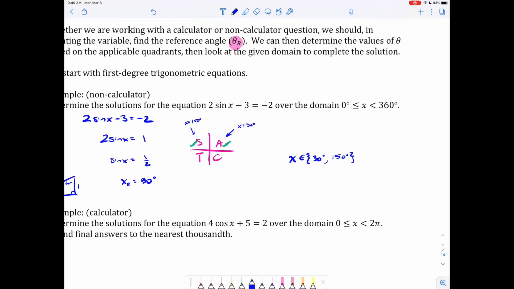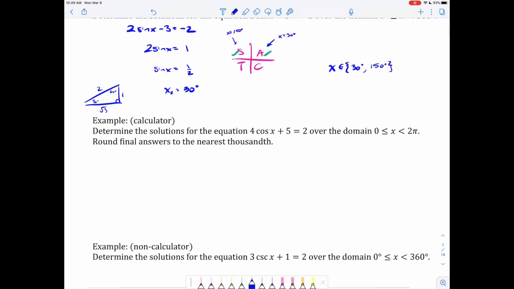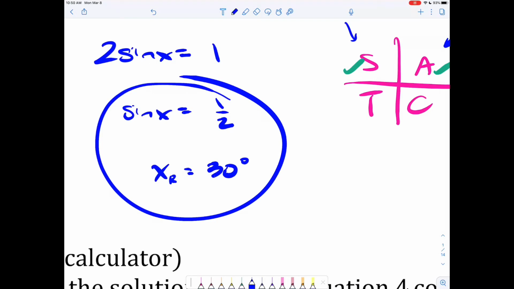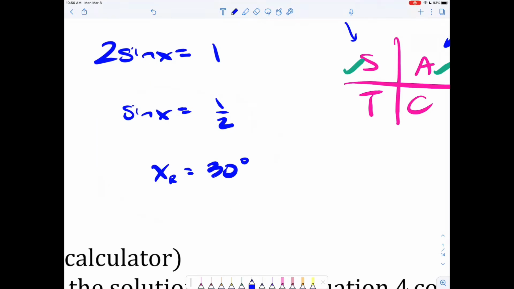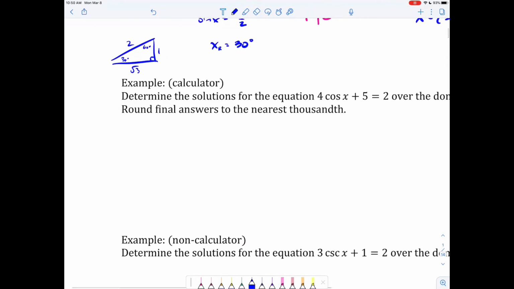You're welcome to try this next one if you want. Do note that it does require a calculator. Process-wise, we're still pretty much the same. The only trick will be dealing with this business, right? Sine of x equals 1/2 we could do without a calculator because it was linked to a special triangle, but we might see something different in this equation. If you want to pause, give it a try, wicked awesome.